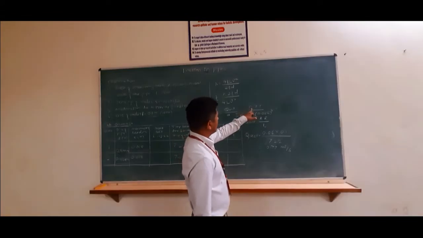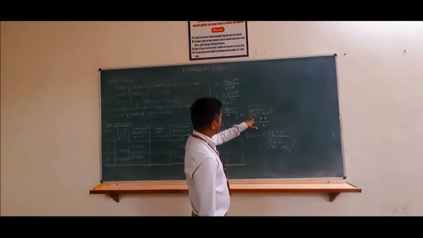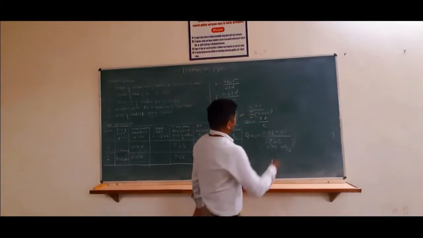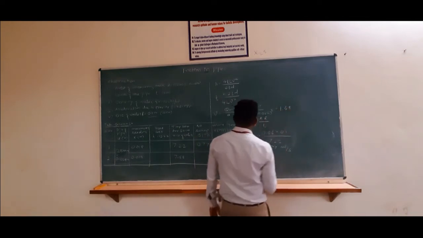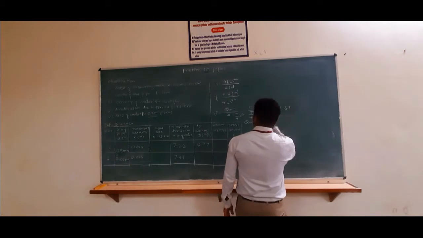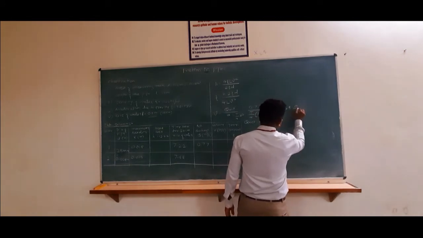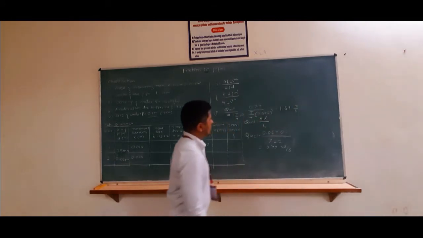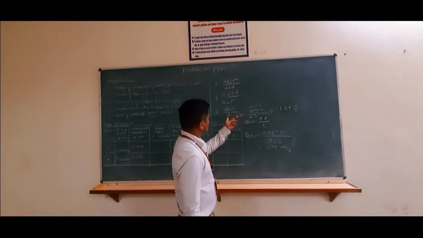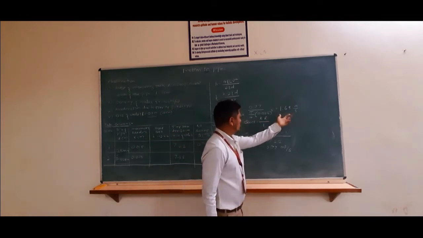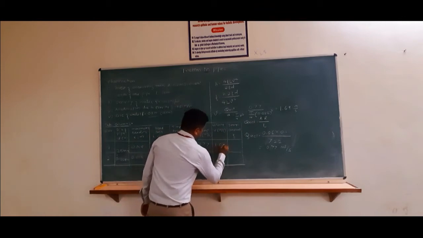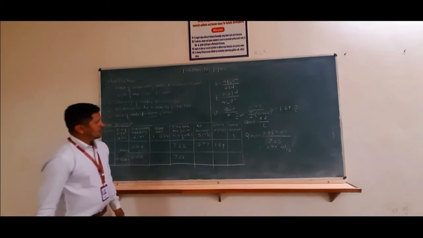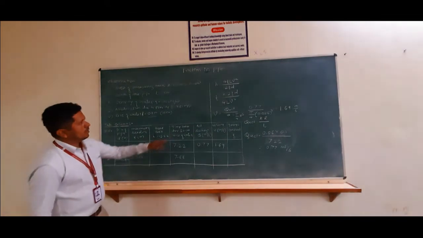So we have taken 0.77 divided by pi by 4 d square. The answer for this one is 1.69, and the unit is meter per second. So after calculating the velocity, you take again the same value in a tabular column. This is 1.69.